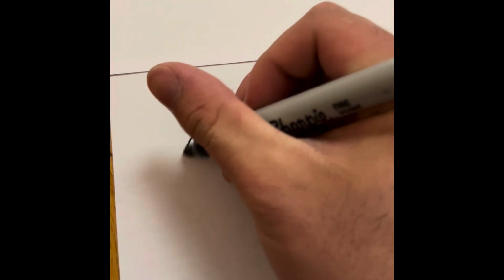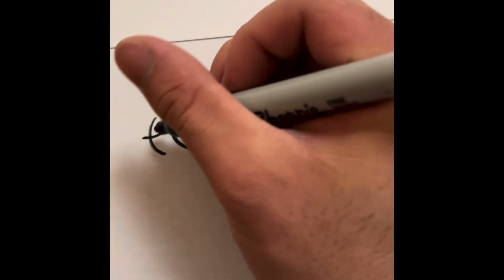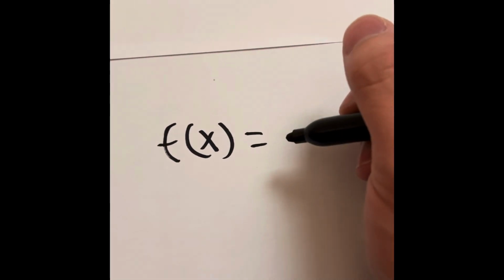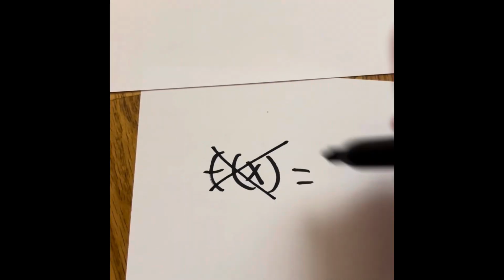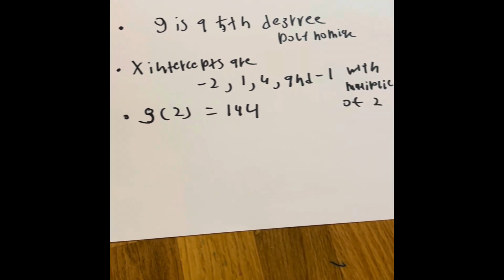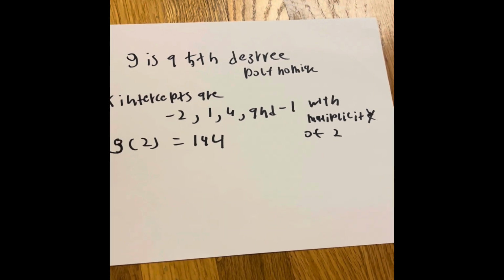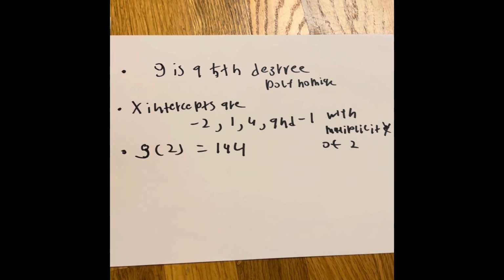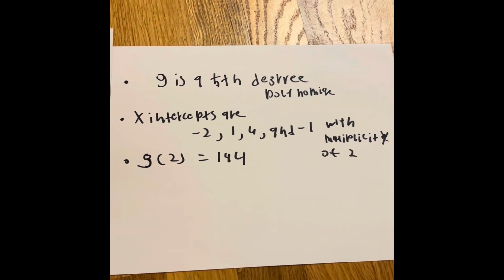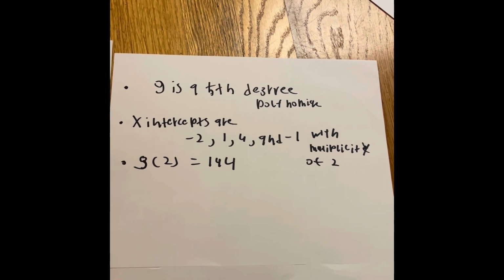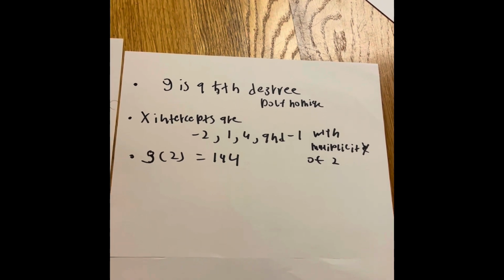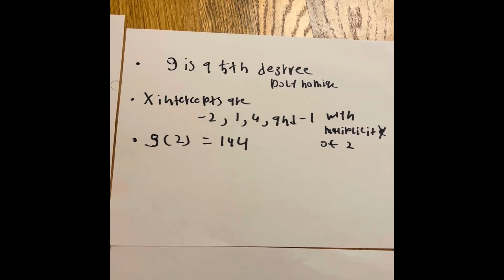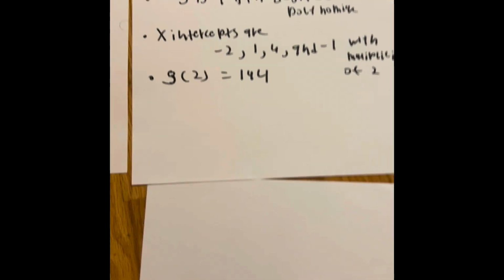So, the function of x has to equal something. But hang on, I'm going to change it to g of x because that's what it says on the bottom one. I have a habit of using f of x, and now we have to change it to g of x. Okay, so g is a fifth degree polynomial, but the x-intercepts are -2, 1, 4, and -1 with a multiplicity of 2.